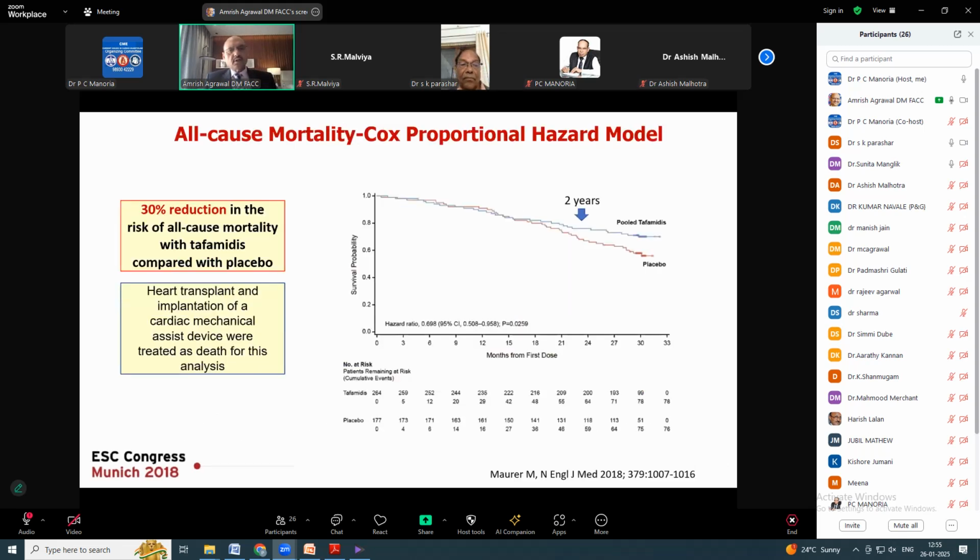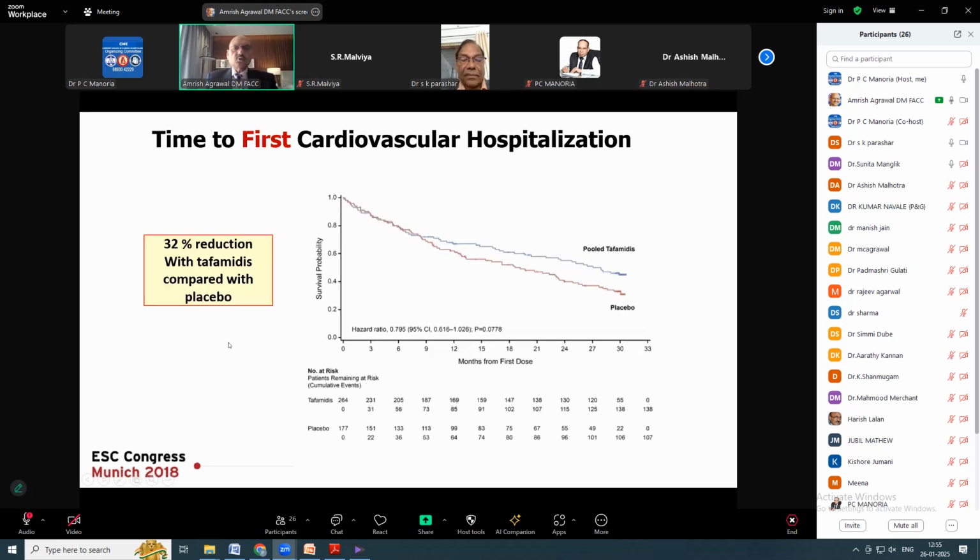The results showed that the pooled tafamidis data showed a 30% reduction in the risk of all-cause mortality. So a very hard endpoint, mortality came down by 30%. And the impact did not occur initially. It occurred after some time down the line, and obviously that is because you have to remove the molecule from the deposited tissues in order for the clinical impact to occur. Not only that, they also showed that the first cardiovascular hospitalization was reduced by 32%, and that difference was seen by the end of 6 months.